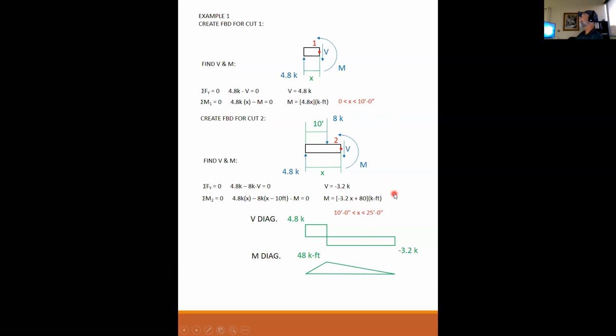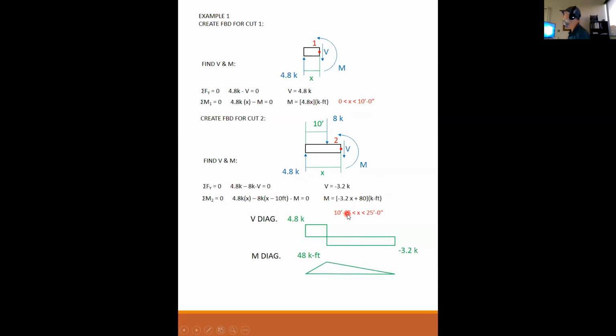This is also why it is so important that x is always measured from the same point. If I didn't do that, then this x at 10 feet would not be the same as this x at 10 feet. So you have to be consistent. You have to run x from the same left-hand point every time.